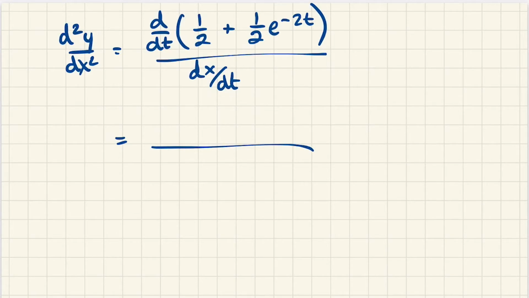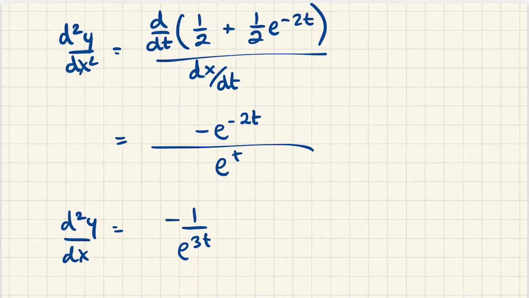So this is going to be simply negative e to the negative 2t, all divided by e to the t. So that would be negative 1 over e to the 3t. That's what d squared y over dx squared is.